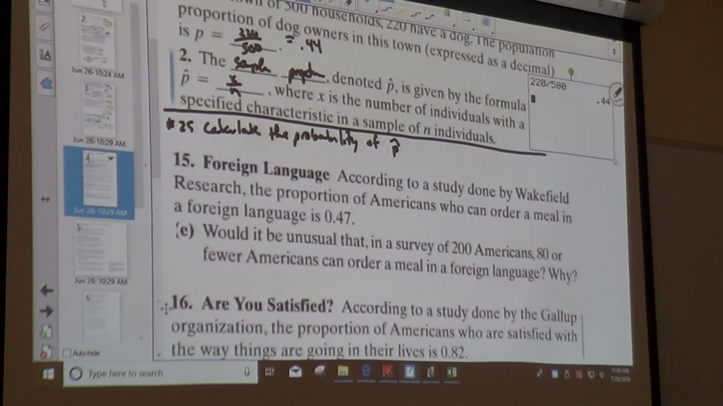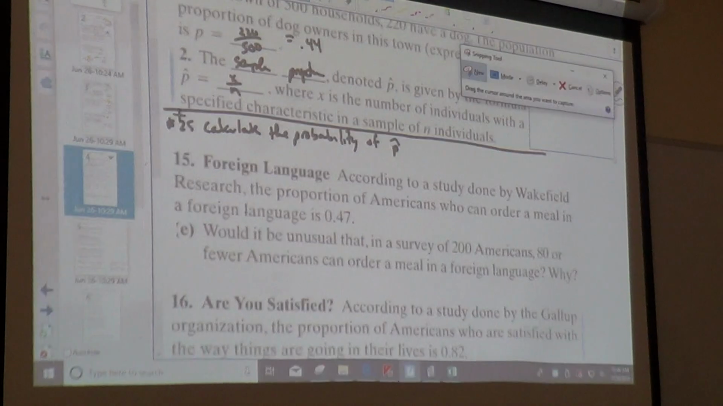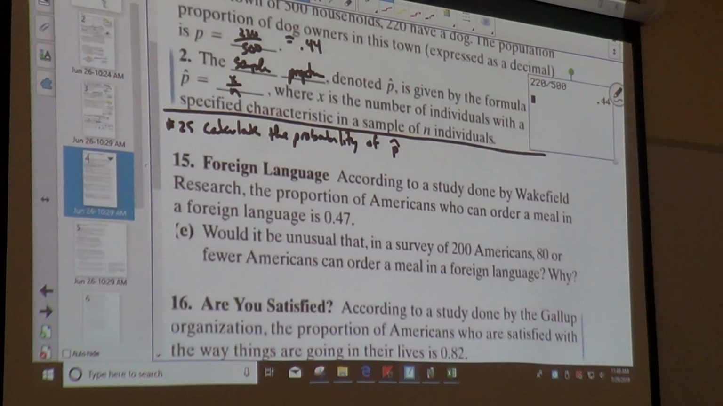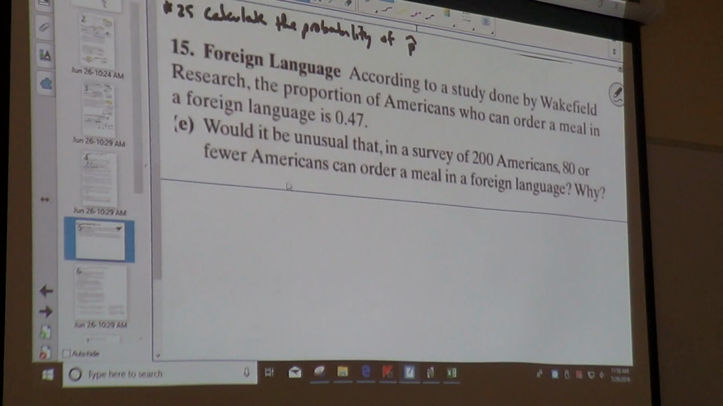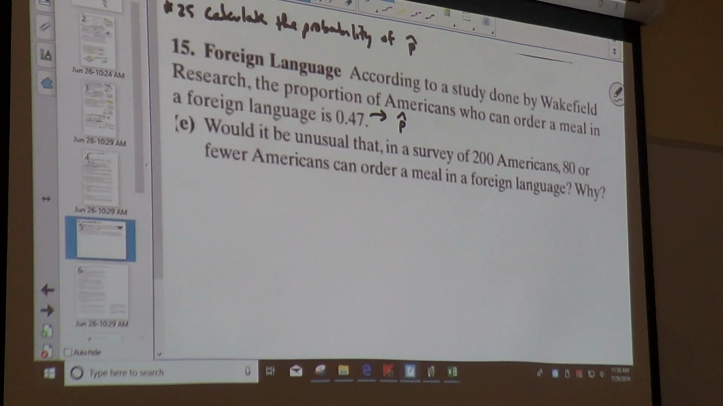Let me move this to a different page just so that I can have a little more room. Let me grab my snipping tool. Because I don't want to write over. All right, so what is 0.47 considered to be? Our p-hat. They said that that's our proportion. Okay? So, tell me what I need to do. Besides skip it or eeny, meeny, miny, moe it.